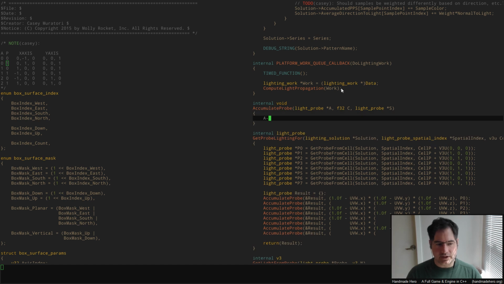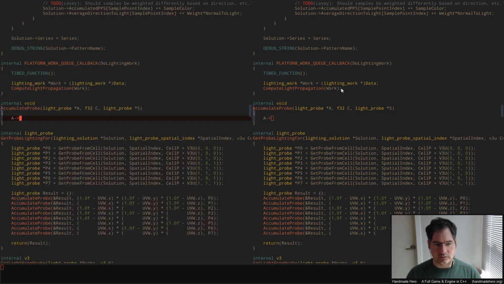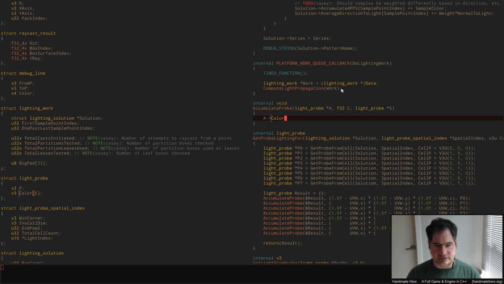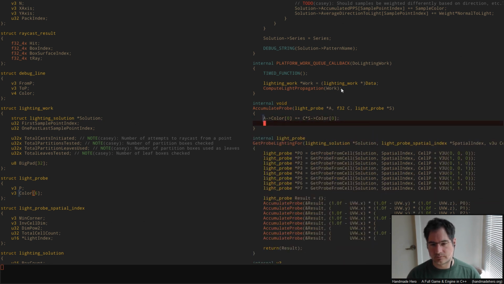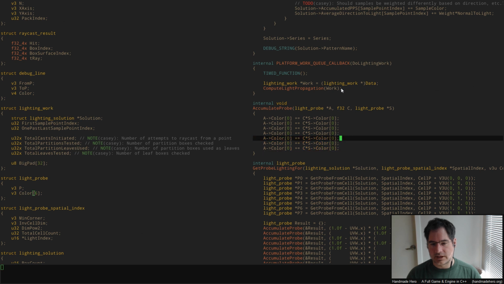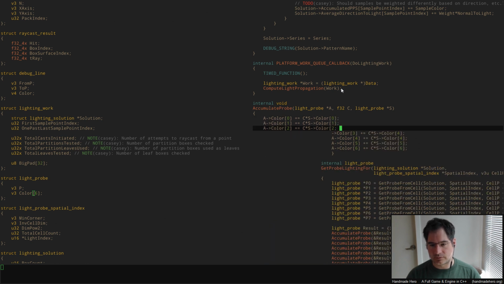And so here what we want to do is, again, we're just doing a color summation. So for every one of these, we want to effectively just add the corresponding value in the light probe in question. Right? So it's literally just a distribution of this.